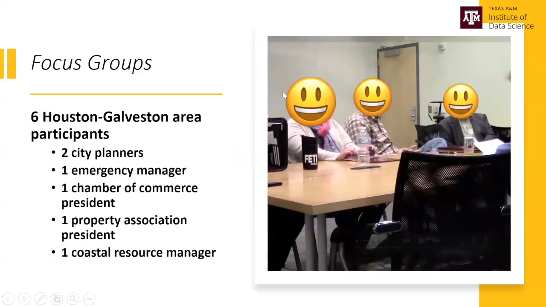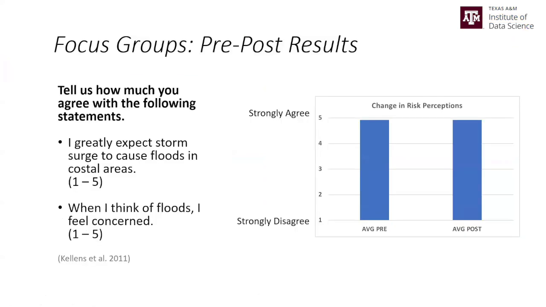So we had 6 Houston Galveston area participants. As you can see, they're a pretty happy bunch. 2 city planners, 1 emergency manager, 1 Chamber of Commerce president, 1 property association president, and 1 coastal resource manager. So good mix. Looking at the pre-post results, we didn't see a whole lot of change.